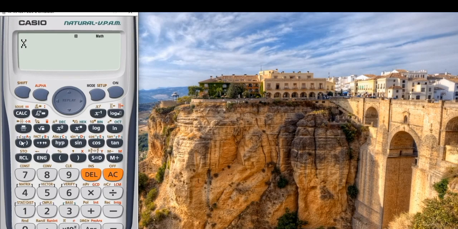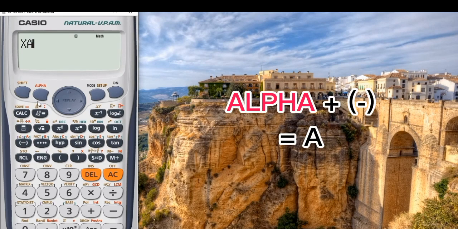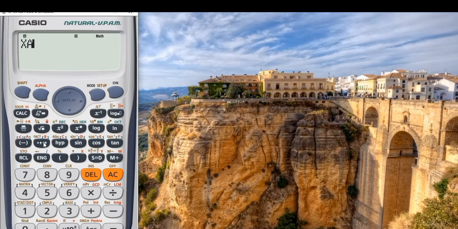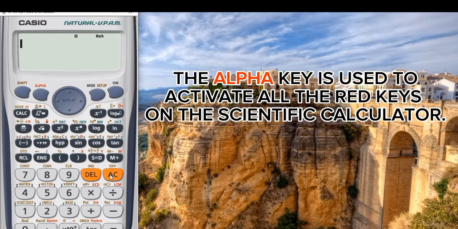If I want to activate a, so a is on top of the negative sign, I tap on alpha, then I tap on the negative sign, then a will appear. If I want to activate b, I tap on alpha, then I tap on this particular symbol, then the b will also appear. Why? Because they are all of the same color as the alpha. If I also want to activate the equal to sign, which is located on top of the CALC key, I will have to use the alpha by simply tapping on the alpha and the CALC. So we basically use the alpha to activate all the keys that are red in color.